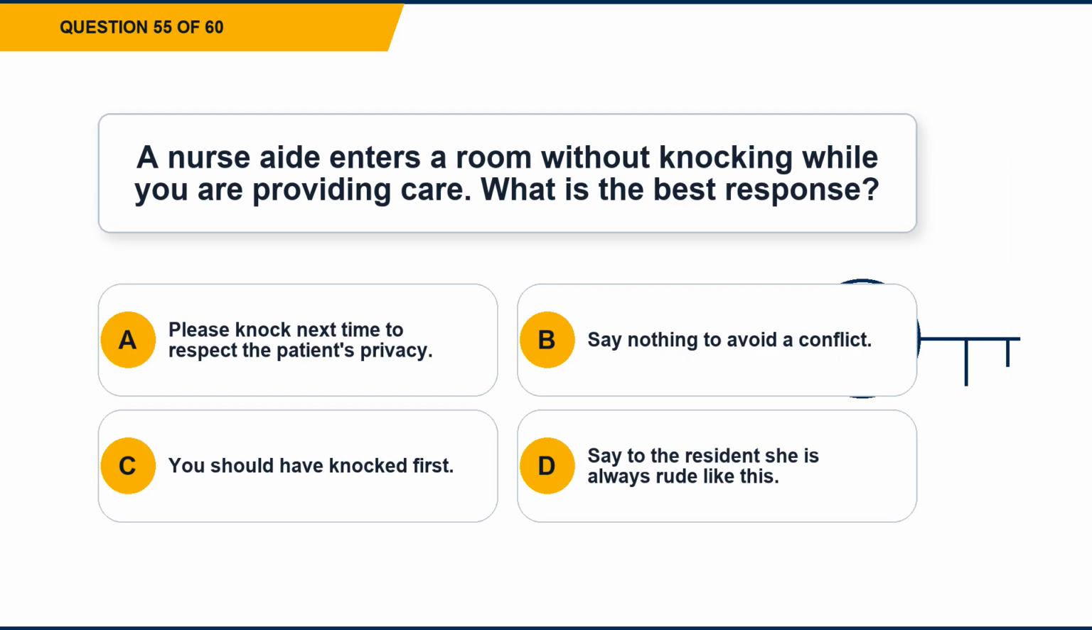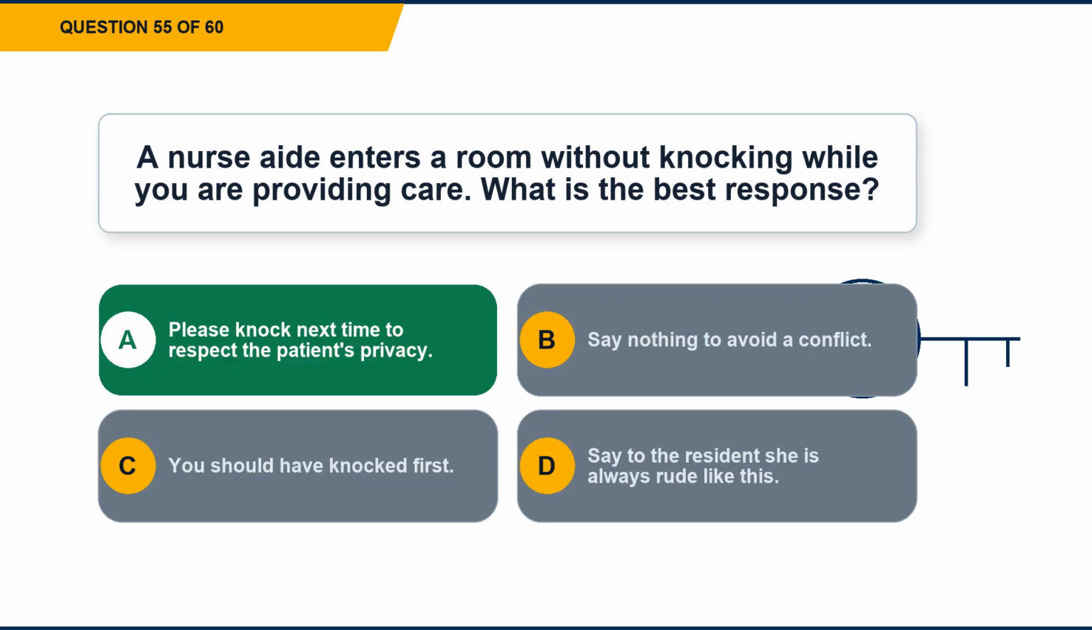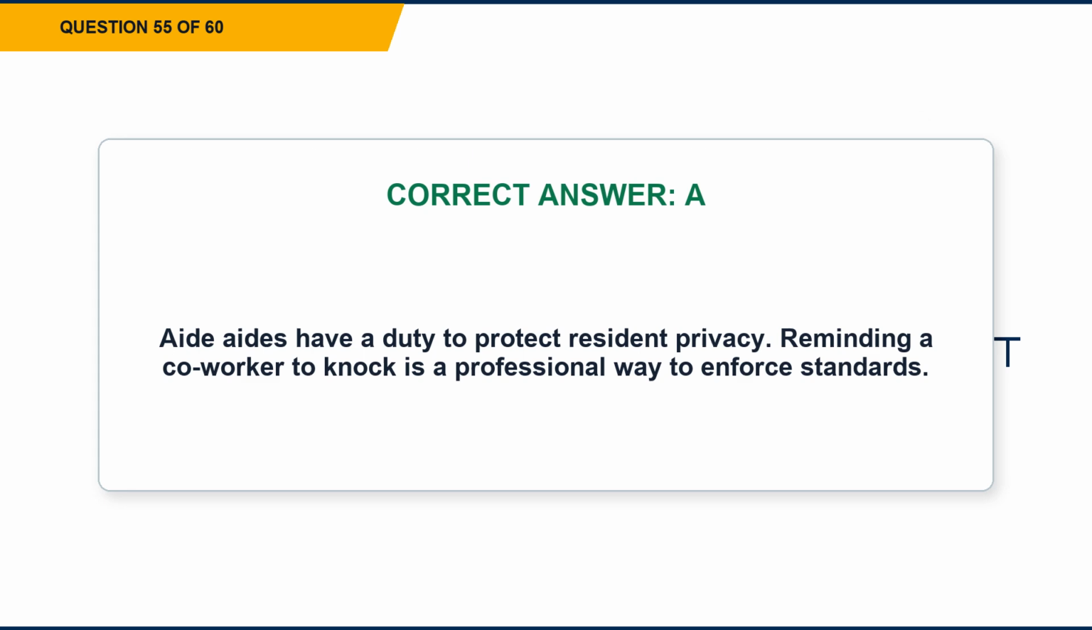Question 55. A nurse aide enters a room without knocking while you are providing care. What is the best response? Option A, please knock next time to respect the patient's privacy. Option B, say nothing to avoid a conflict. Option C, you should have knocked first. Option D, say to the resident she is always rude like this. The correct answer is option A, please knock next time to respect the patient's privacy. Explanation. Aides have a duty to protect resident privacy. Reminding a coworker to knock is a professional way to enforce standards.